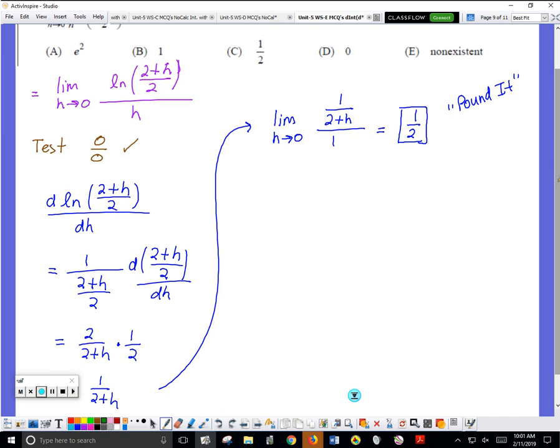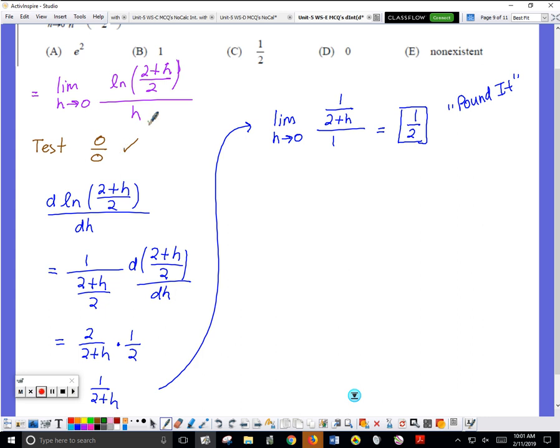I'm finding this limit, right? So I test first. So I put in h equals 0. This becomes the natural log of 1. Say it out loud. What's the natural log of 1? 0. If I plug in 0 for h on the bottom, you get what we want. 0 divided by 0. Test was successful.